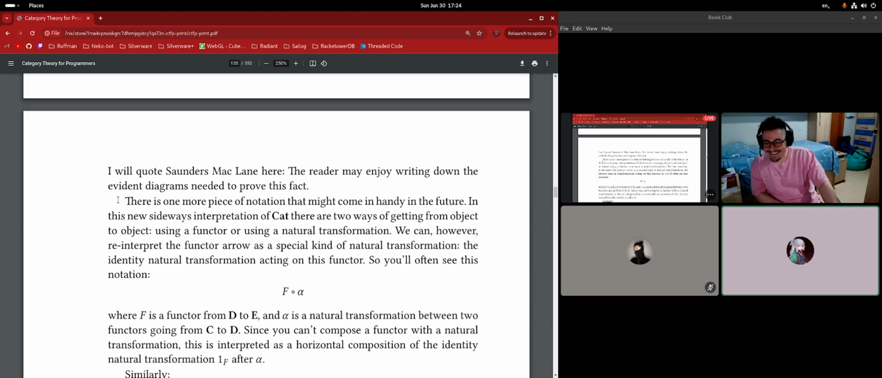I will quote Saunders Mac Lane here. The reader may enjoy writing down the evidence diagrams needed to prove these facts. We can, however, interpret the functor arrow as a special kind of natural transformation. Which arrow are we talking about? The functor arrow, the arrow from category to category, basically. We can reinterpret the functor arrow as a special kind of natural transformation, the identity natural transformation acting on this functor.